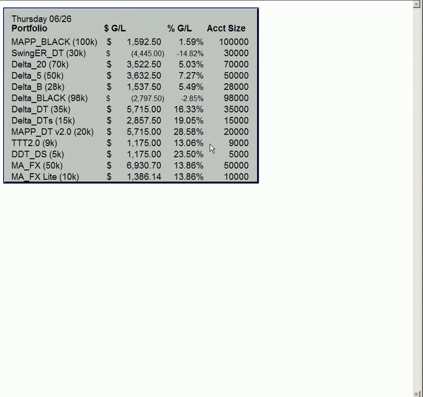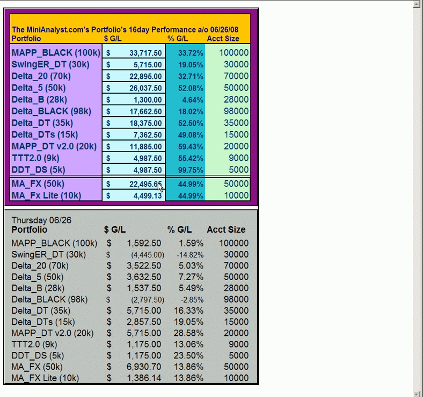But the one we really need to talk about is the Dual Day Trader, 23.5%. Actually, that's just coming in second, but over time, this has just been killing. The Dual Day Trader DS, and we're going to actually walk you through that right now. But if you look, 99.75% gain for the Dual Day Trader DS over the last, we'll call it 16 days. Obviously, the MAP DT is at 60%, so 52% for the Delta 5, and so on and so forth, 50%. Very, very nice gains for a 16-day time frame. But 99.75% gain for the Dual Day Trader DS.